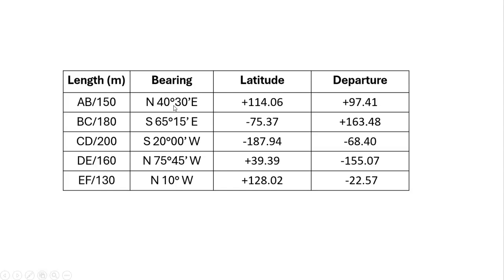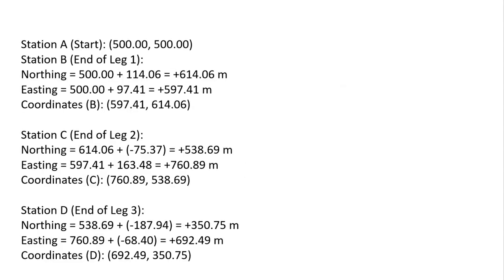Okay. Now, what we are supposed to calculate later is something related to the total coordinates. How do we calculate it? We are supposed to start from 500, 500. For example, for station A, if the coordinates are 500, 500, how do we calculate it for B? AB is the first leg. The start point of that leg is A. The end point is B.